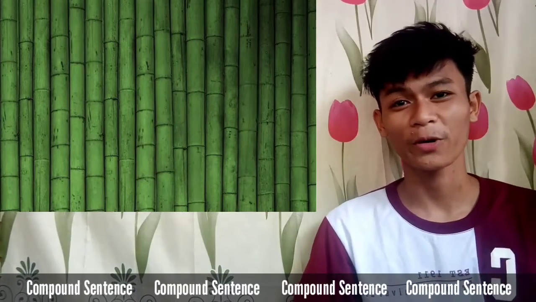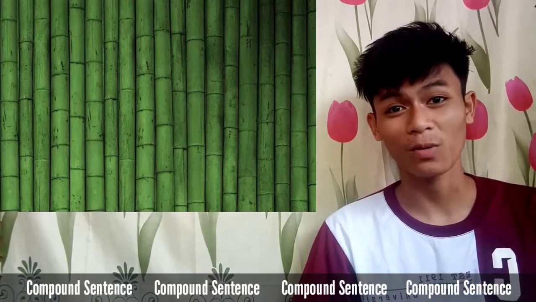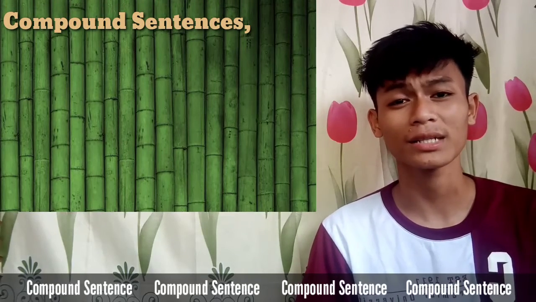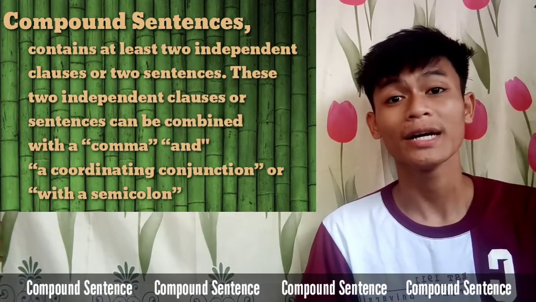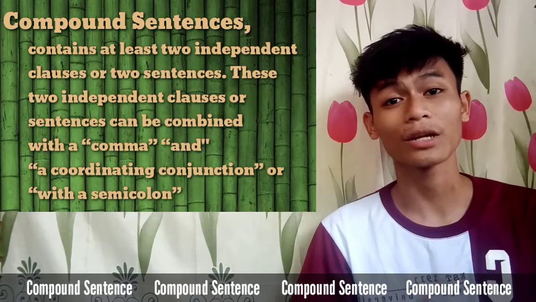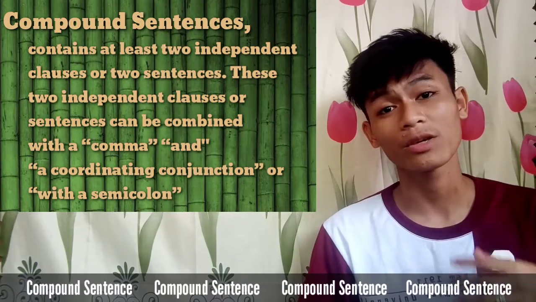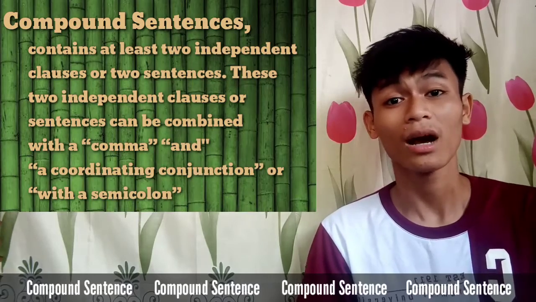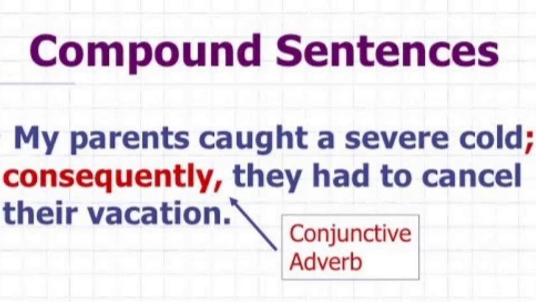So now let us move on with our second type of sentence structure, what we call compound sentences. Unlike simple sentences, compound sentences are composed of at least two independent clauses or two sentences. These two independent clauses can be combined with the use of a comma, a coordinating conjunction, or a semicolon. For example, my parents caught a severe cold. Consequently, they had to cancel their vacation.